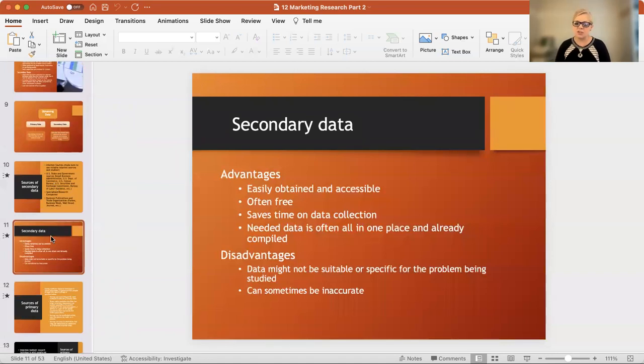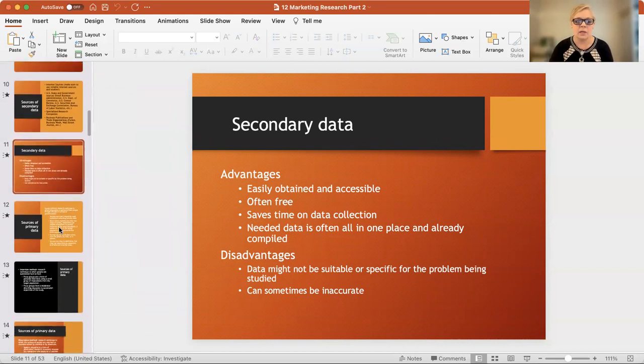Some of the advantages of secondary data: it's easily obtained and accessible. It saves time, it saves money. This says often free. I find that depends on where your source is. If it's government data, it can be. But if it's other types of data, it definitely can come at a cost, and sometimes a fairly significant cost, depending on what your budget looks like. It may be insignificant compared to primary data, though. Disadvantages: it may not be suitable for answering the question, and it can be inaccurate depending on what source you use.